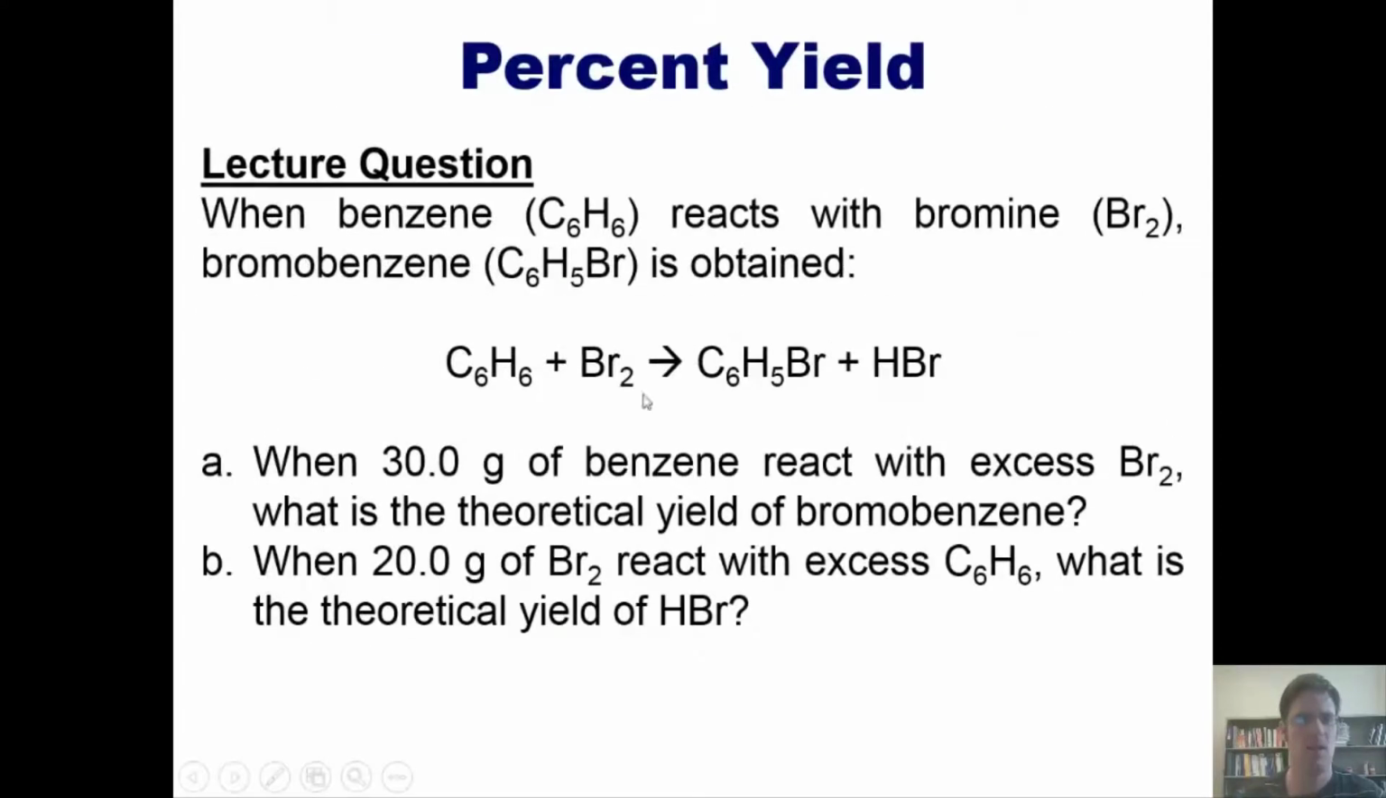And next, when benzene, shown here, reacts with bromine, shown here, bromobenzene, this structure right here, is made. When 30 grams of benzene react with excess bromine, what's the theoretical yield of bromobenzene? Separately, when 20 grams of bromine react with excess benzene, what's the theoretical yield of HBr?